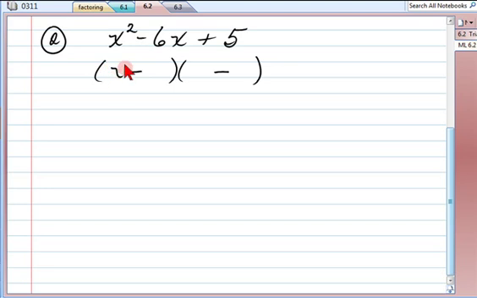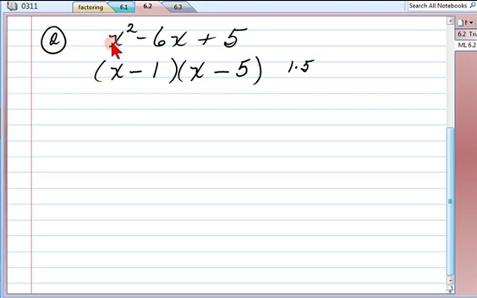I know that to get x squared, I need x times x. So that's taken care of. 5. Well, 5 is a prime number. There's only one way to get 5, and it's 1 times 5. Does 1 plus 5 equal 6? Then those are right. And I'm going to check it.